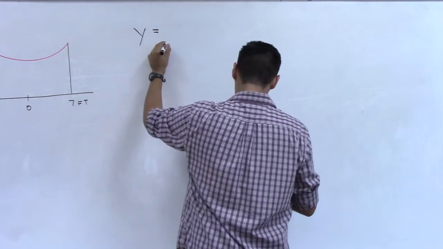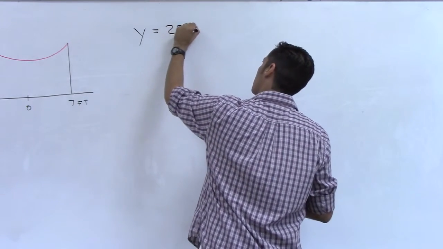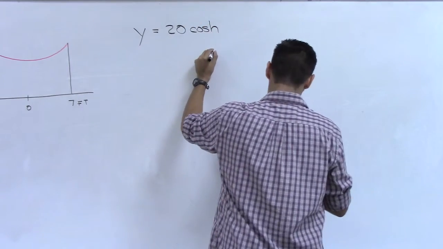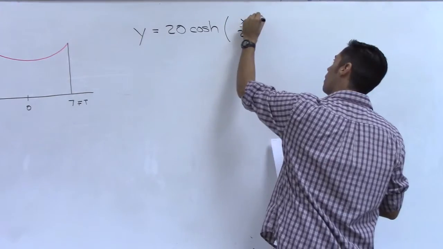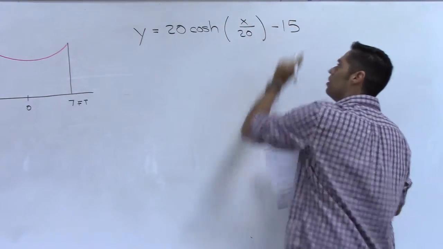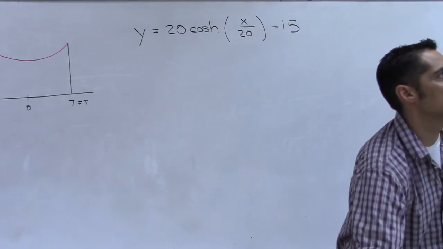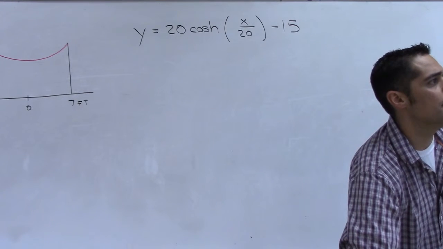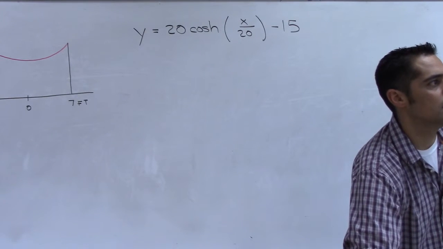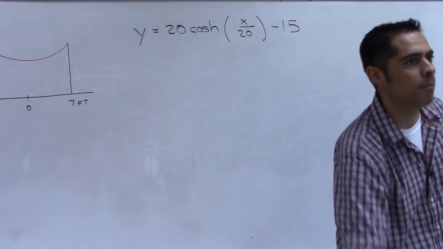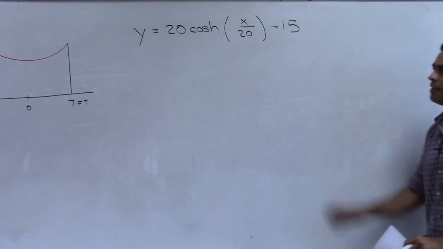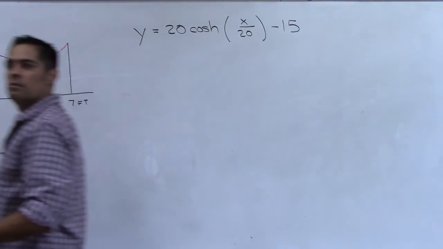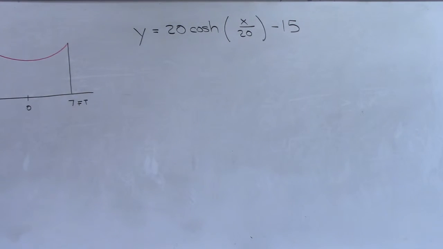Y equals 20 cosine hyperbolic of x over 20 minus 15. So the minus 15 on the end, I didn't show you what that is. That just moves your catenary up and down. So if you want to put it on a taller pole or a lower pole, that's all that does. Okay, so this is the model of that red catenary. Got it?